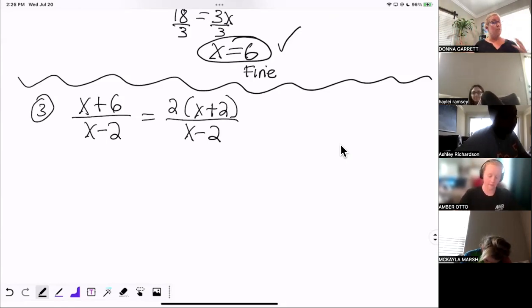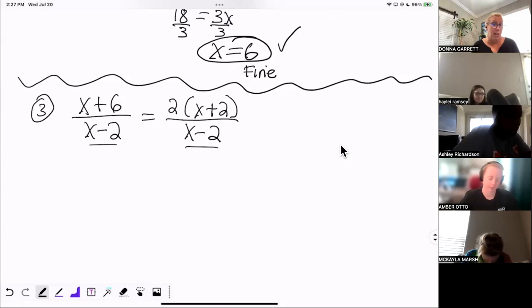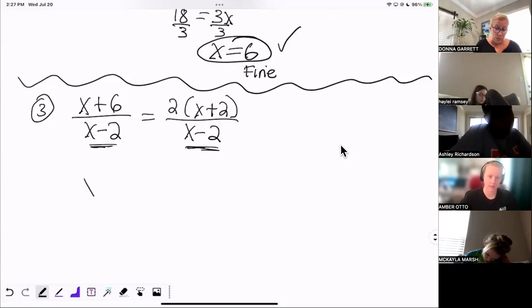Okay, so this one is very different. We did one of these last time. It's basically a proportion that's equal to each other. Wow, look, it also has the same denominator, doesn't it? Both have x minus 2. Just like anything else, I can cross multiply, but honestly, I don't have to. It has the same denominator, so all I need is my numerator.